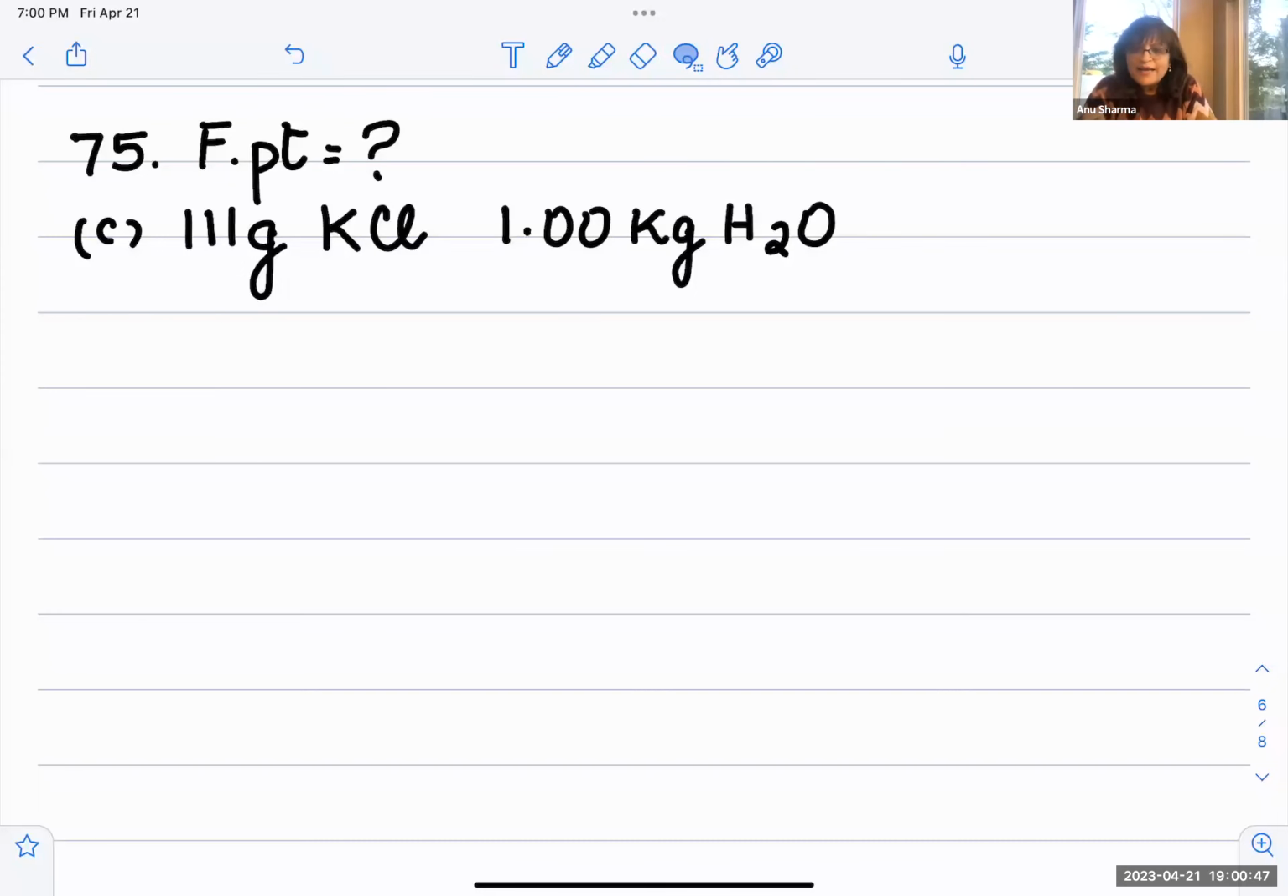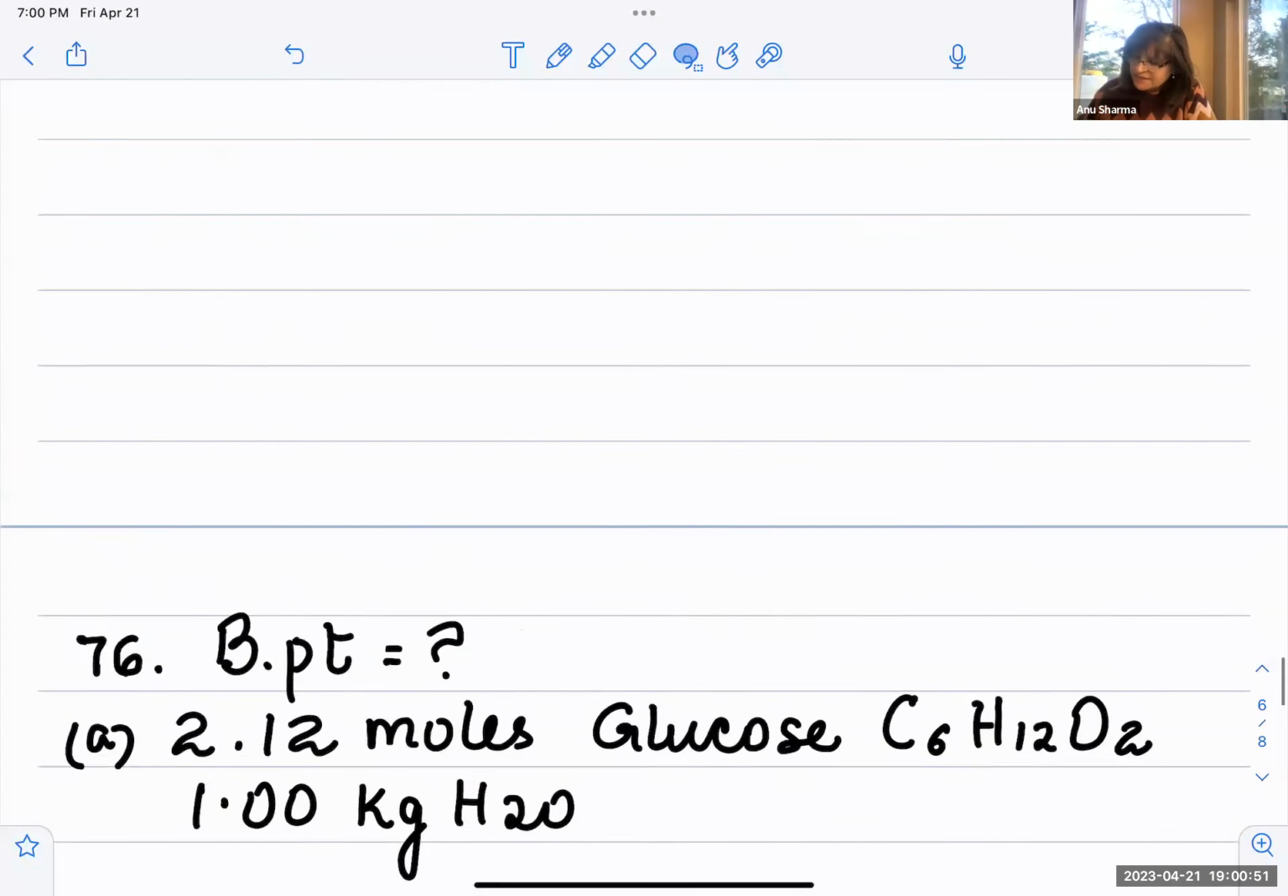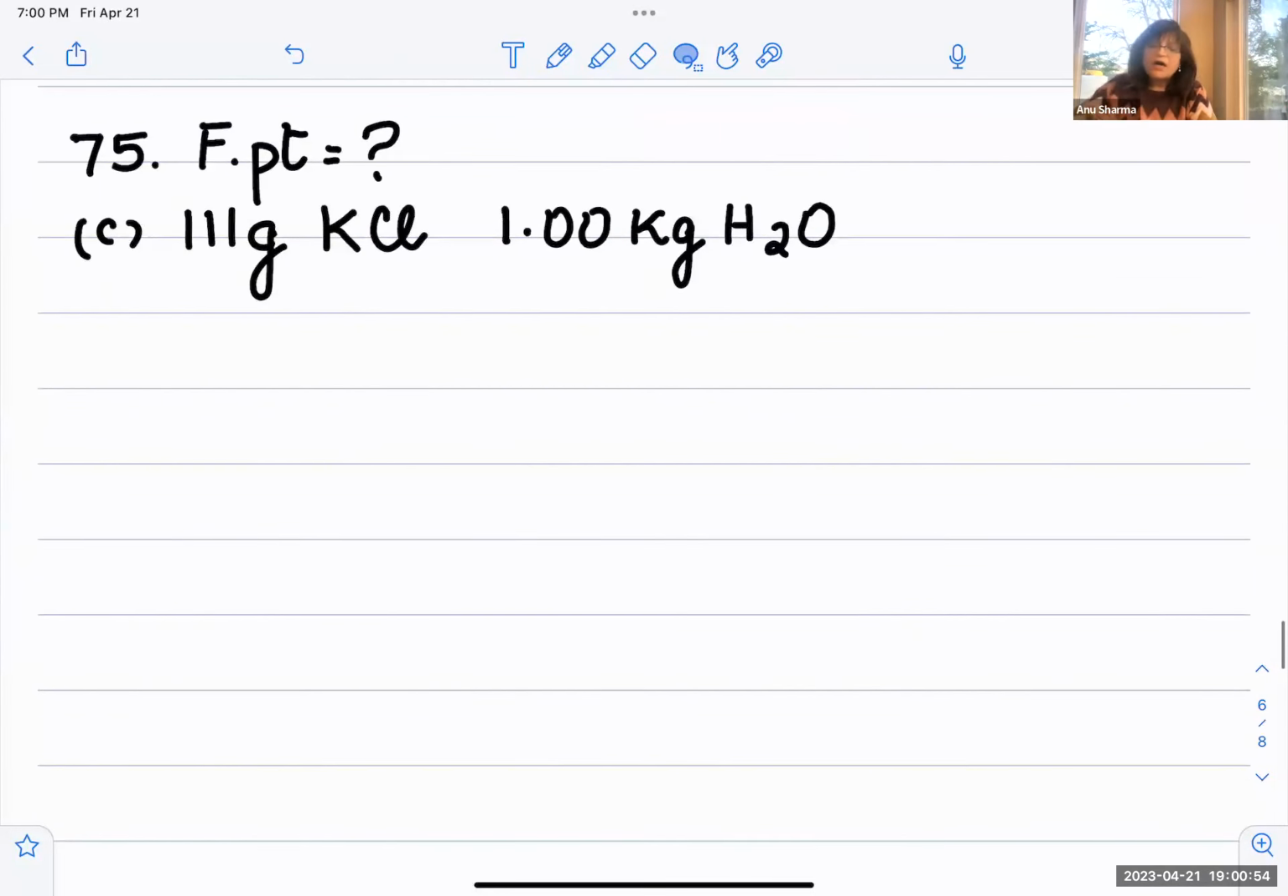Hi guys. Okay, so last two problems, 75, and I've also included 76, and these relate to the colligative properties of the solutions. In question 75, we are trying to find the freezing point of the final solution after you add KCl as a solute, 111 grams of KCl, to 1 kilogram of water. So what is the final freezing point of the solution?